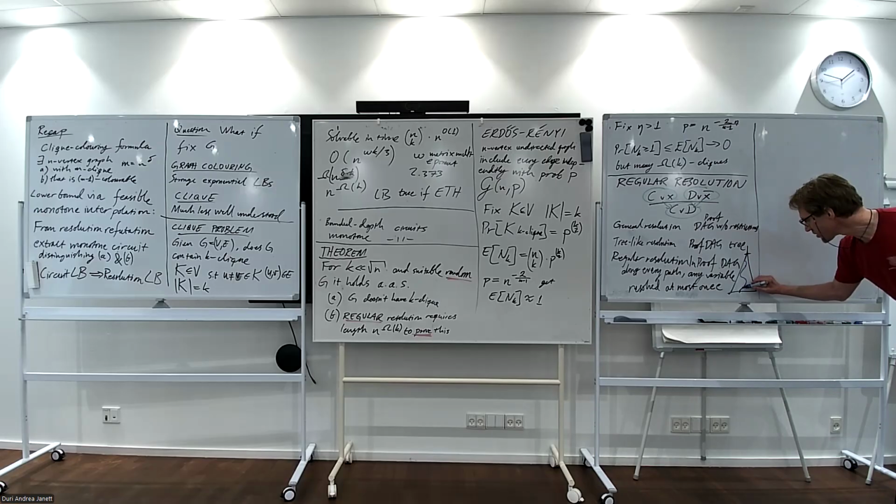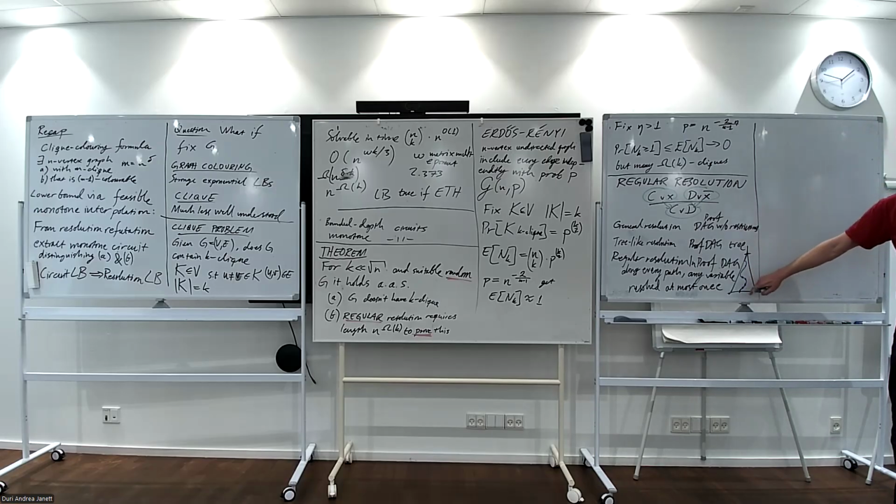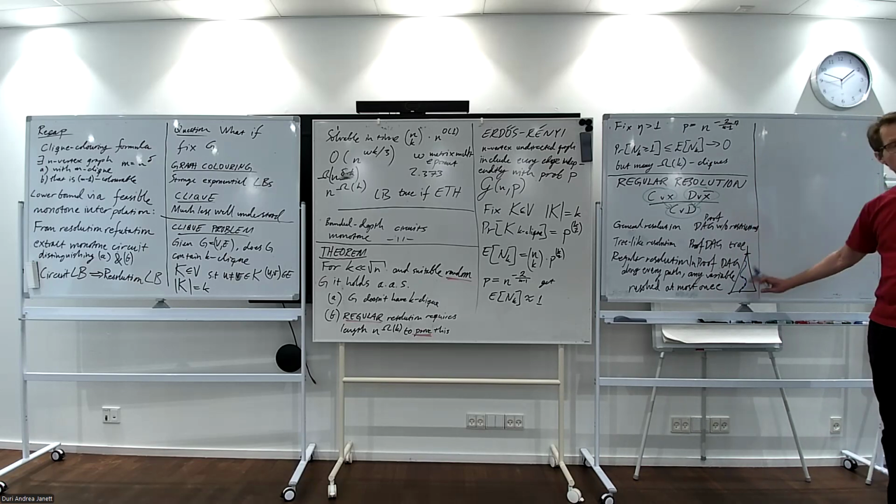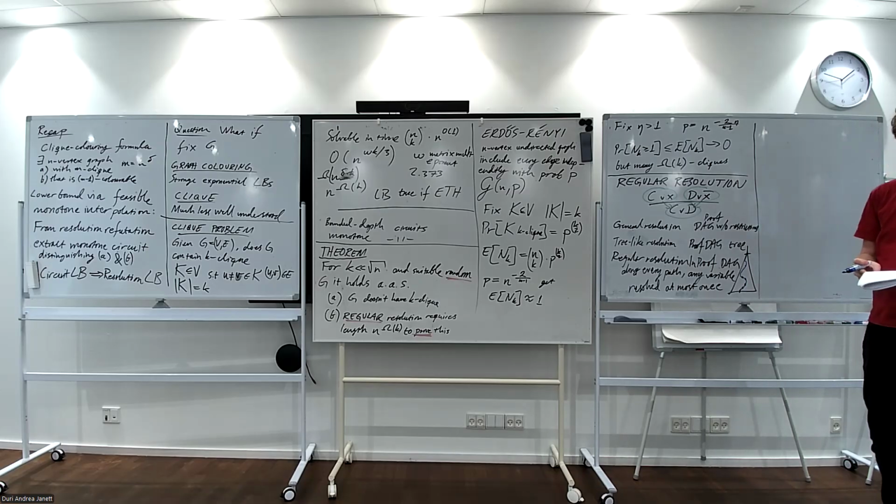And obviously at each node in this path, you can ask, what variable did I resolve over? And a path is regular if I never repeat variables. You only resolve over a variable at most once. Maybe you don't resolve over it at all, but at most once. And a proof is regular if all paths are regular. Okay?